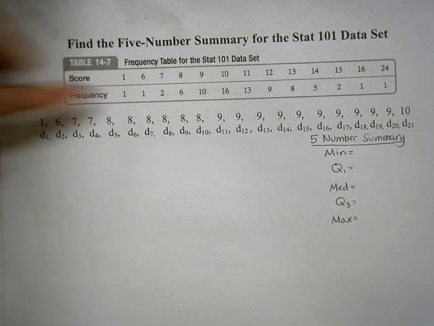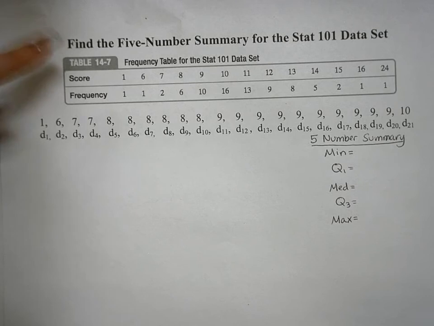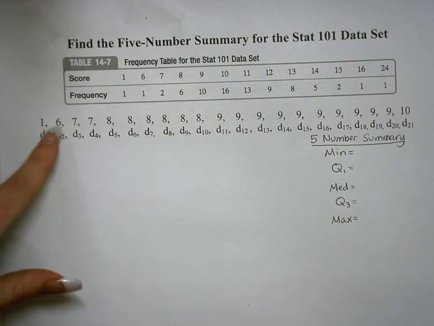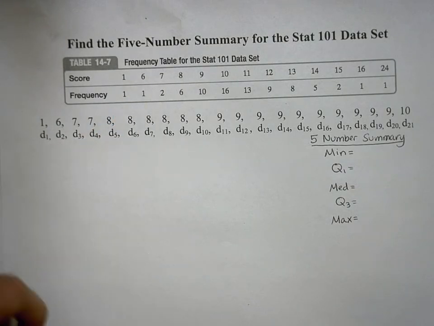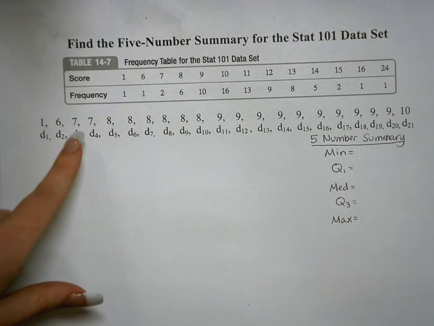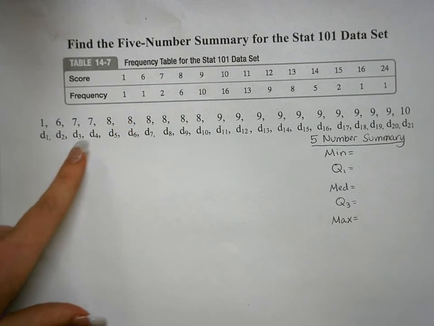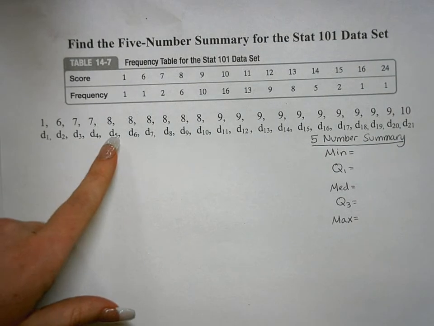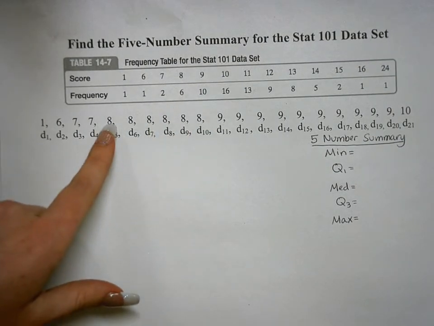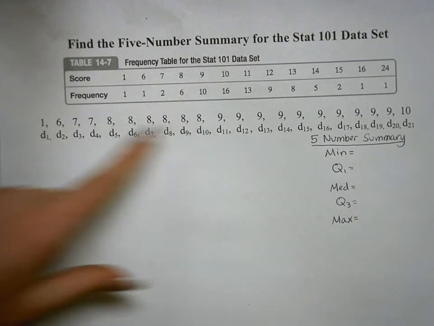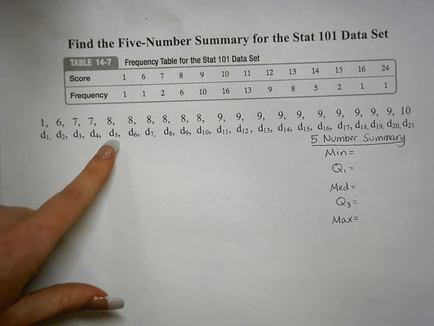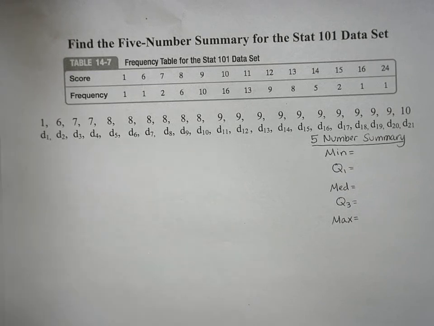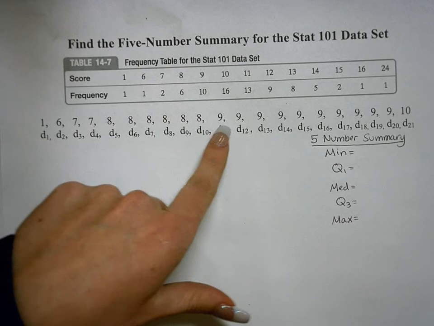So here we have a score of 1. There's a frequency of 1. That's our first data point. Then there's a score of 6. There's a frequency of 1, so that's our second data point. Then the score of 7, there's 2 of them, so that's the third and the fourth data point. After that is an 8, and it has a frequency of 6. So 1, 2, 3, 4, 5, 6. There's 6 8s, and those are the 5th through the 10th data points. And then after that's the 9th, and so on.